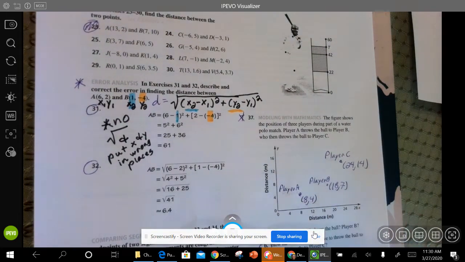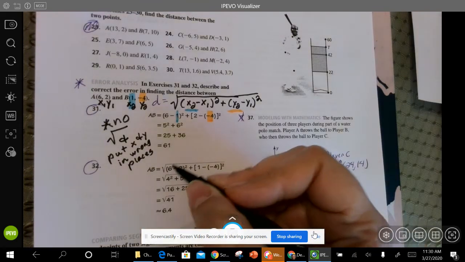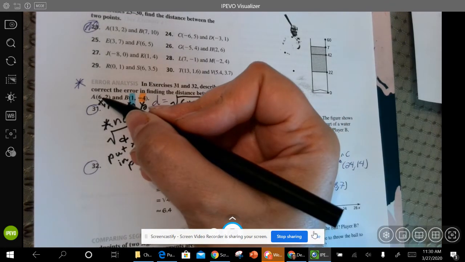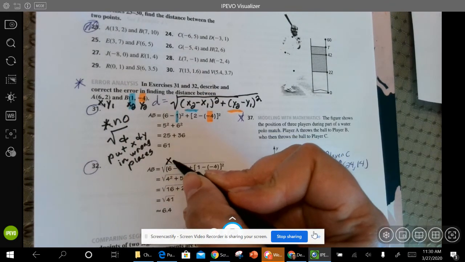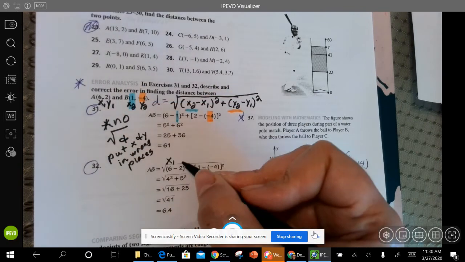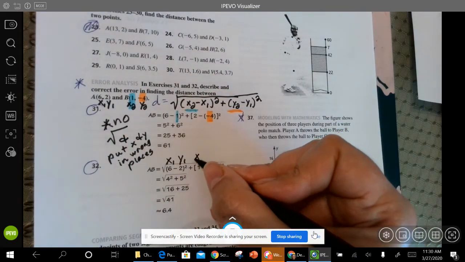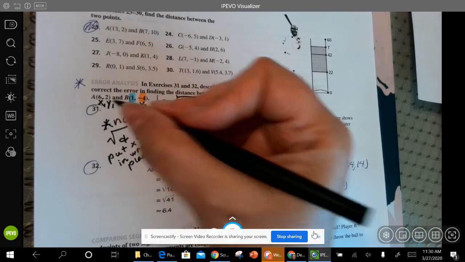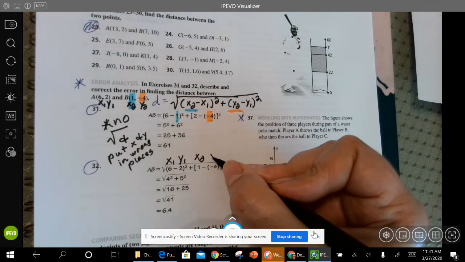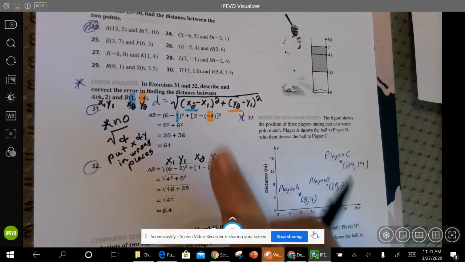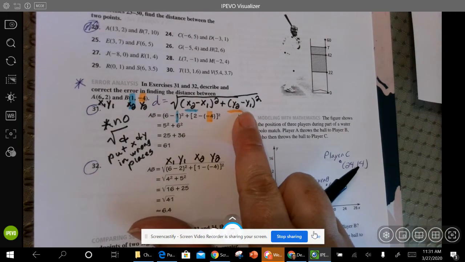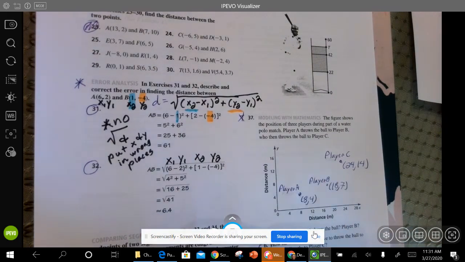Okay, let's check the second student. So look at this one. If you look at these, I go, okay, so 6 is x sub 1, 2 is y sub 1, 1 is x sub 2, and this one is y sub 2. Oh, so they didn't put the x values and the y values together. Got it.